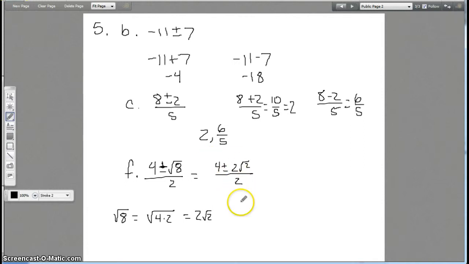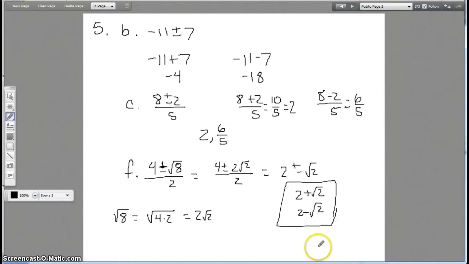Now I can divide by 2 because 2 is in my denominator. 4 divided by 2 is 2. And then plus or minus 2 root 2 divided by 2 is square root 2. So my two answers are going to be 2 plus square root 2 and 2 minus square root 2. Please do not punch this in your calculator to give me a decimal answer. This is what I want. I want it left in radical form. So that's the way that your answer needs to look. So this was number 5, which is just like number 13 that I assigned for homework.